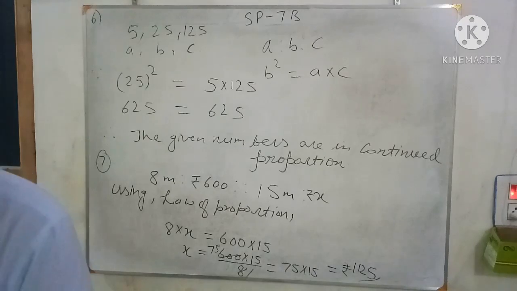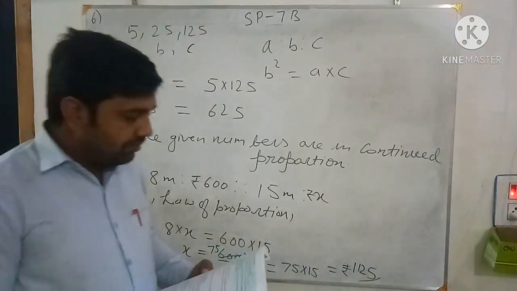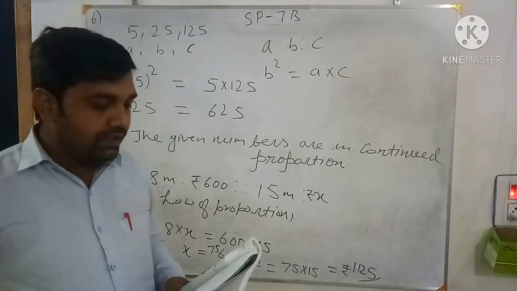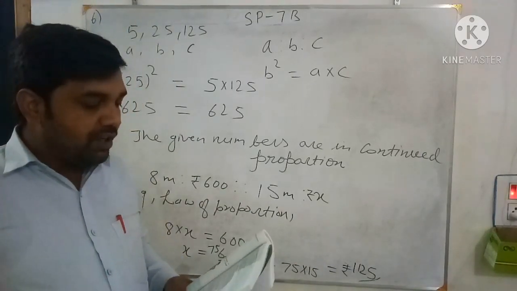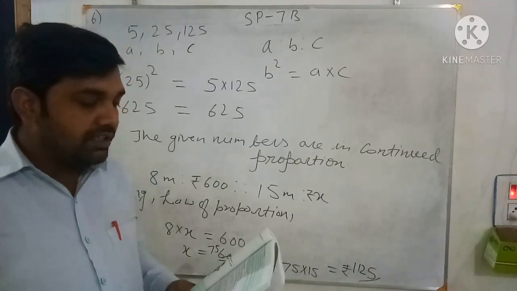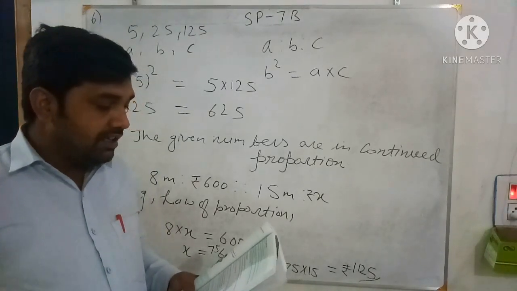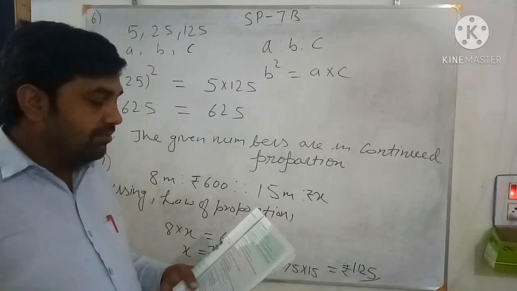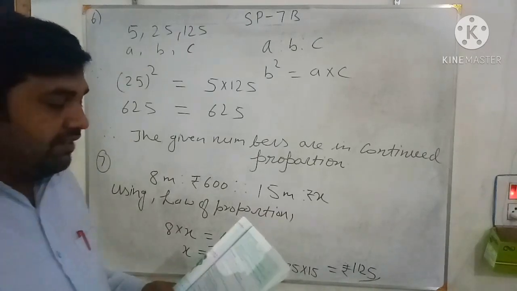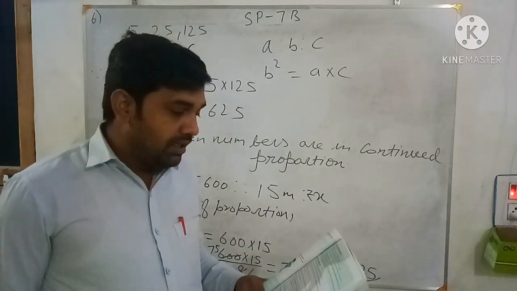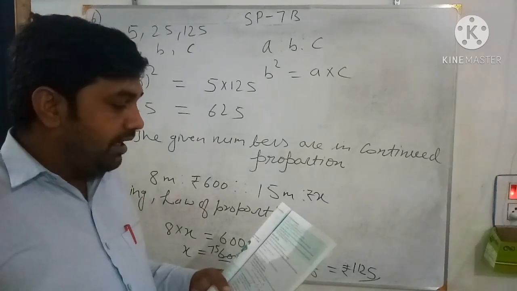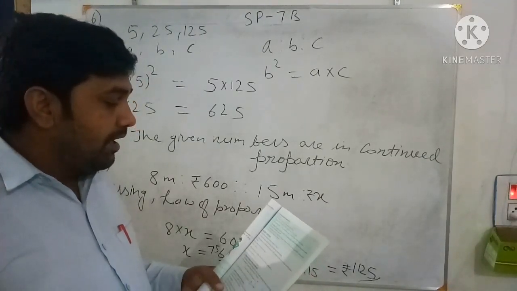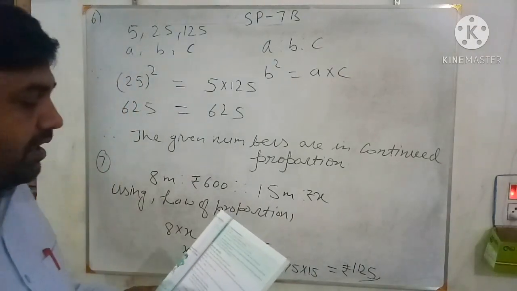Like this we will solve. Similarly, now I will discuss question number 8, and I will leave the next one for homework. When a man spends 5 by 9 of his monthly income, he saves rupees 3,600 a month. Find his income.